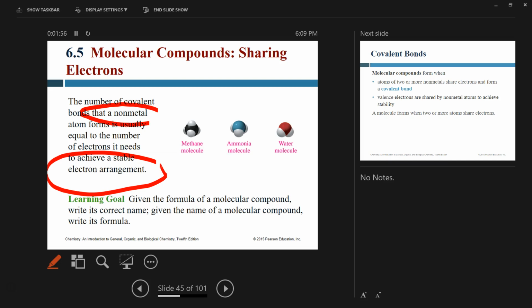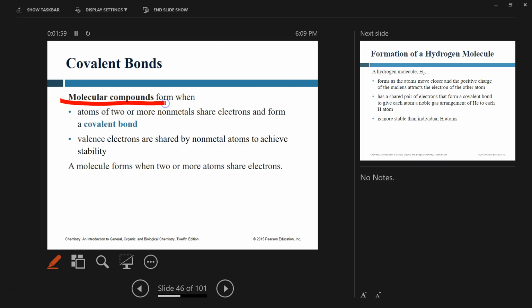So, the main difference between the molecular compounds and ionic compounds is that in molecular compounds, we see mostly nonmetals that share electrons. Remember, when we talked about ionic compounds, we considered electrons being moved from one atom to another, so they form positively and negatively charged ions. In molecular compounds, electrons are shared, forming covalent bonds. And the electrons that are shared are valence electrons. Okay, the electrons on the outer shell.